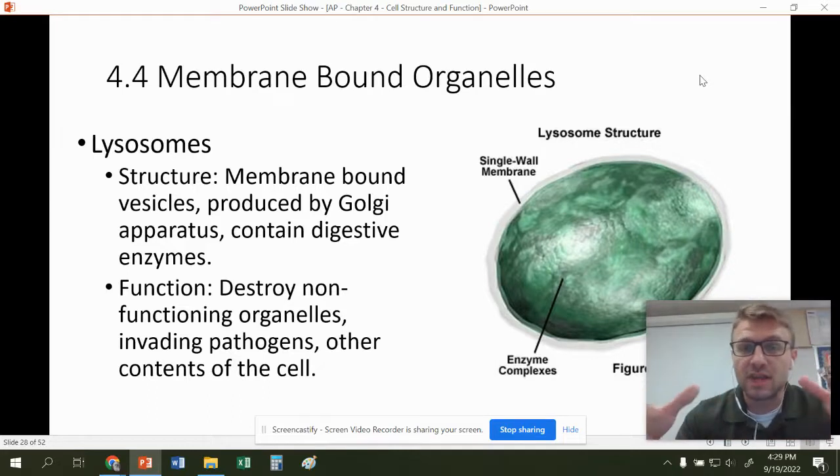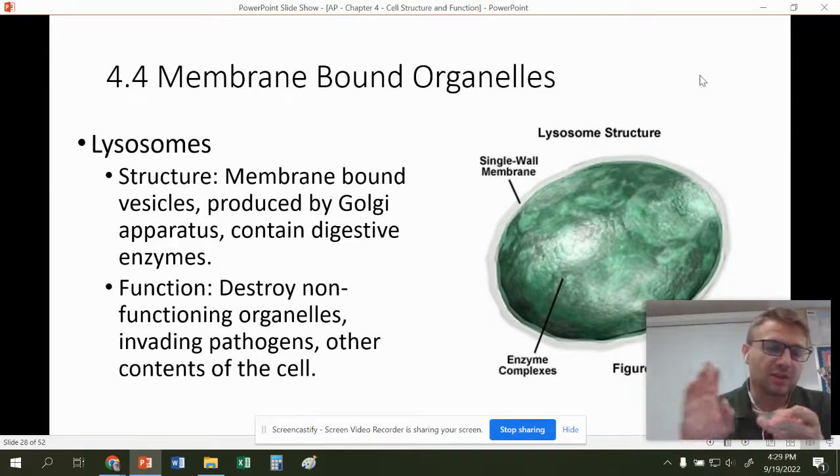So what they do is they take in whatever the cell doesn't want and break it down, and the cell either reuses that material or pushes it out and gets rid of it. So you can see the function: destroys non-functioning organelles, invading pathogens, and other content in the cell that is just not needed anymore.